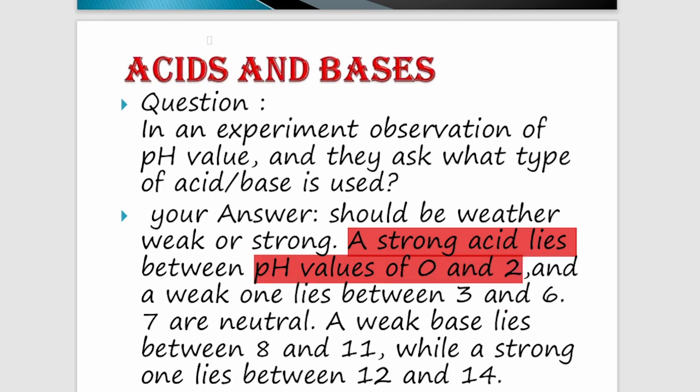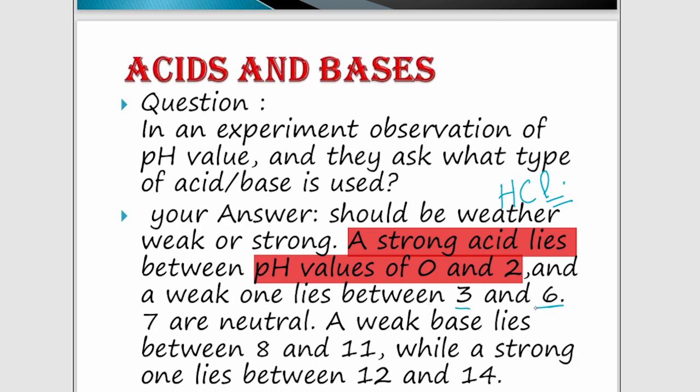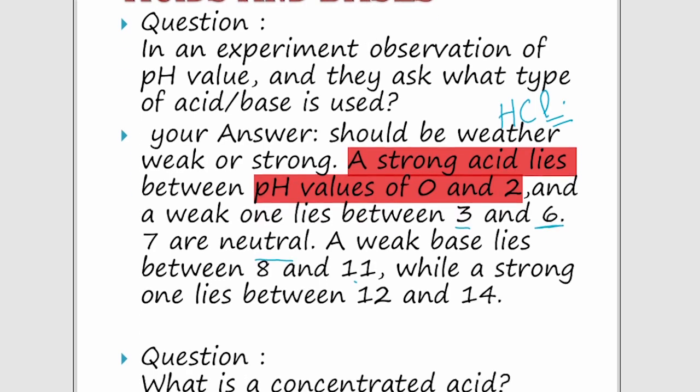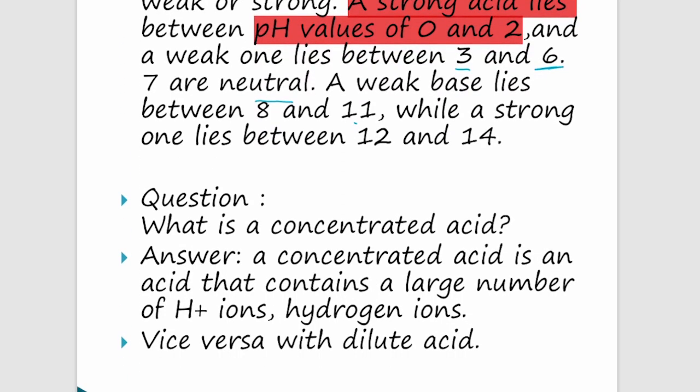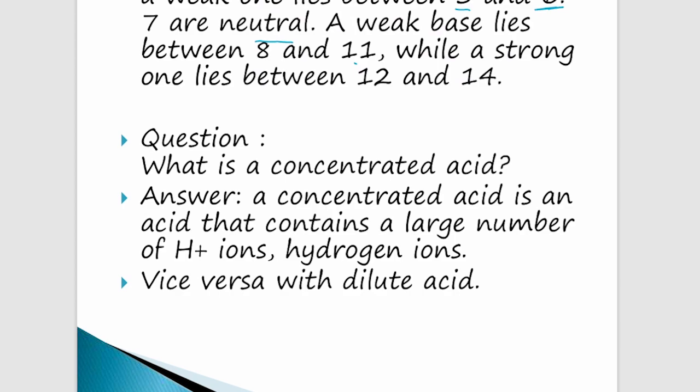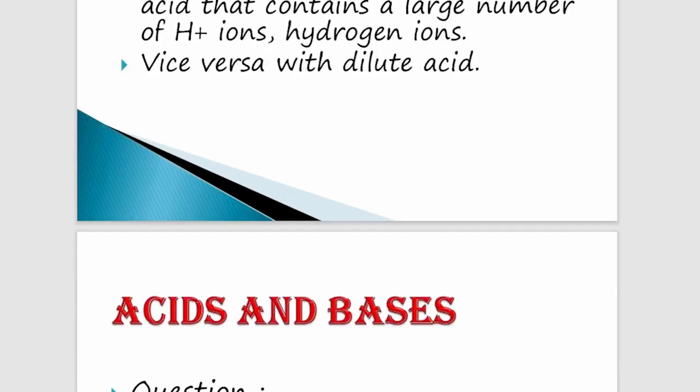Okay. So in the previous question we have the HCl, that will be the strong acid. So for a strong acid it will be 0 to 2. A weak one lies between 3 and 6, 7 or neutral. A weak base lies between 8 and 11, while a strong one lies between 12 and 14. So the closer to pH 7, the weaker the acid or base will be. Concentrated acids have more hydrogen ions.